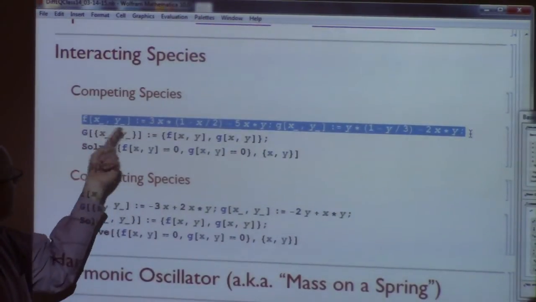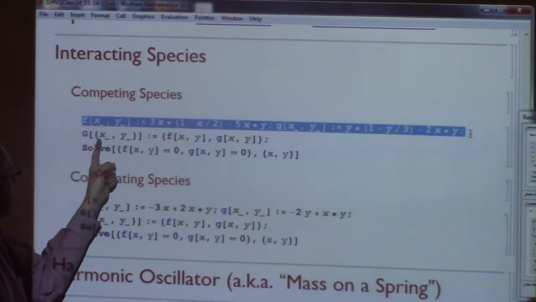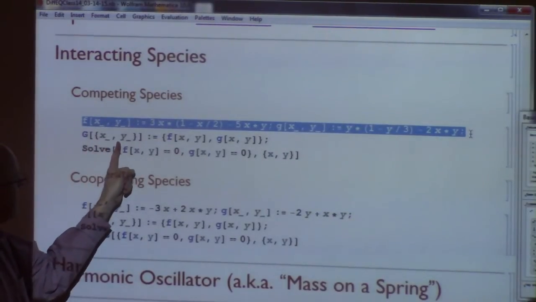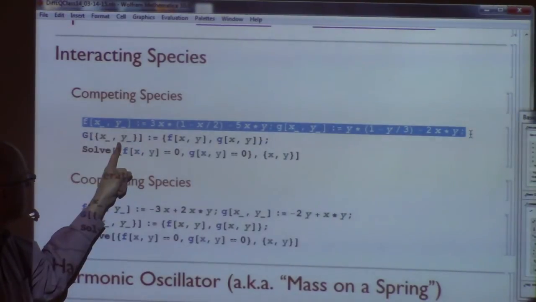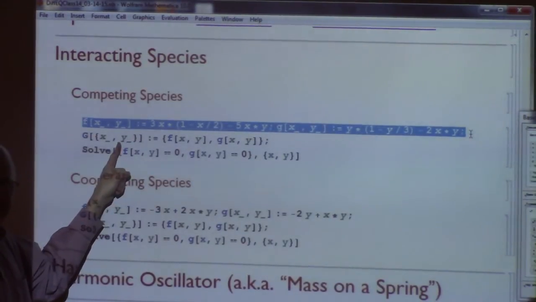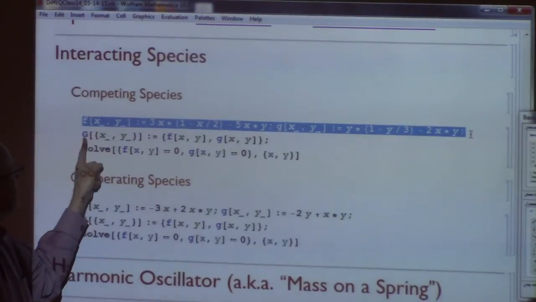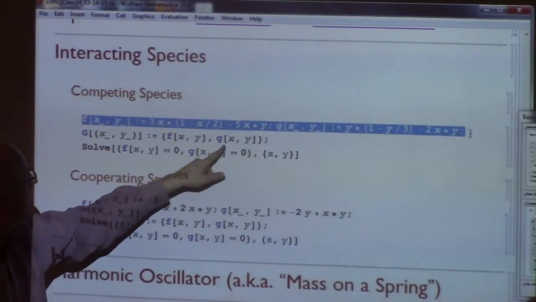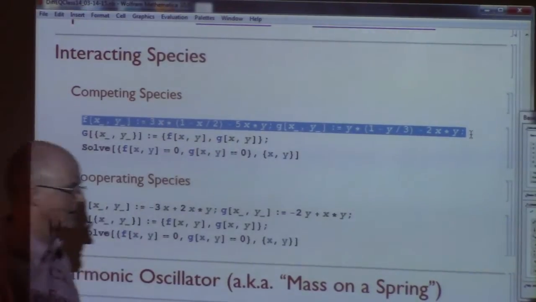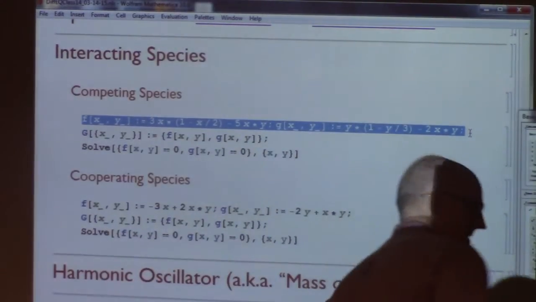All right, in Mathematica, I define those functions like this. I define a new function that I call capital G. I could call it capital F here. Let's see, the other day I think I called it capital G because I had defined capital F to be something different. Capital G is the vector field whose components are little f and little g, written by hand.